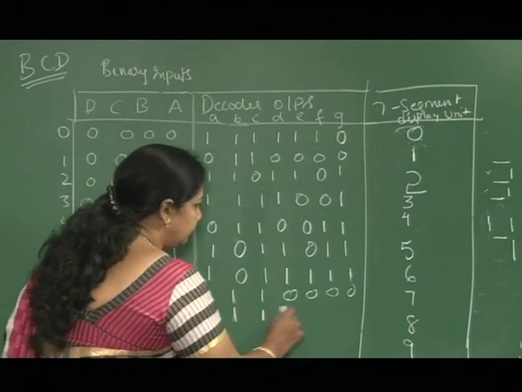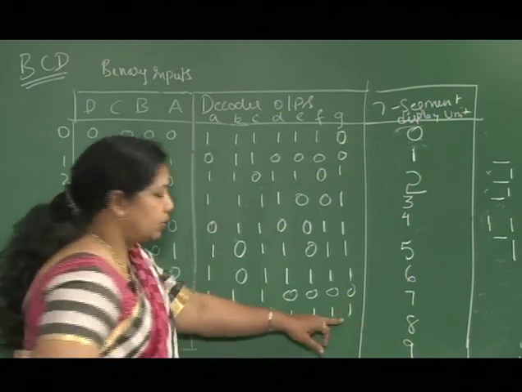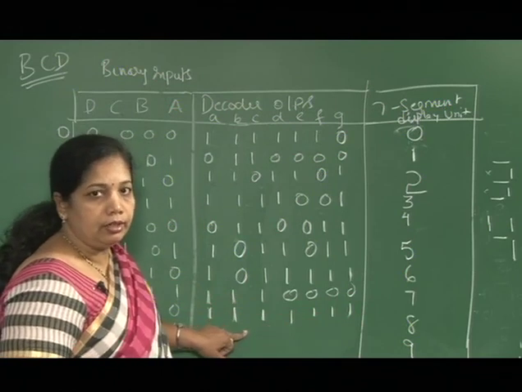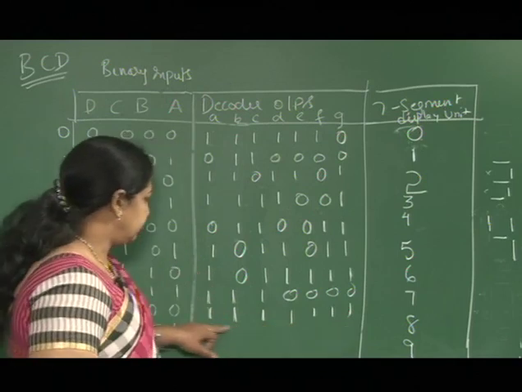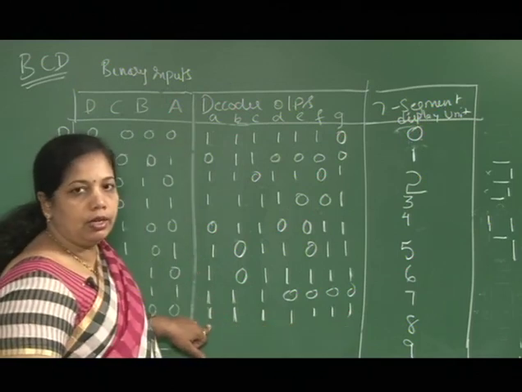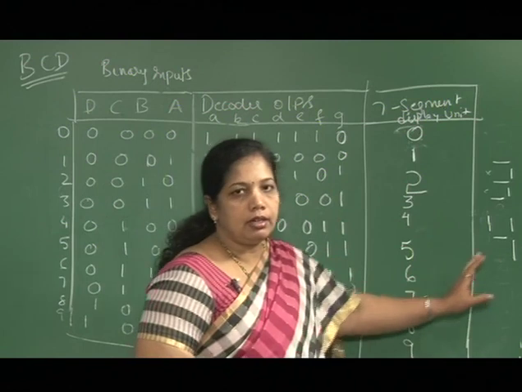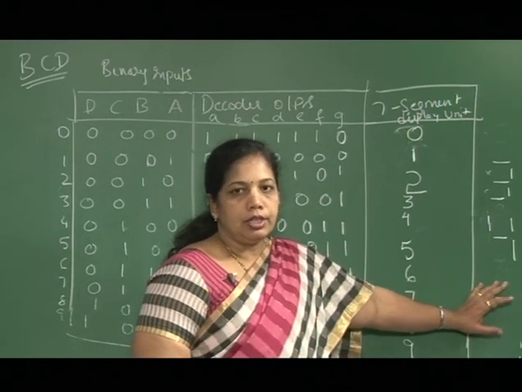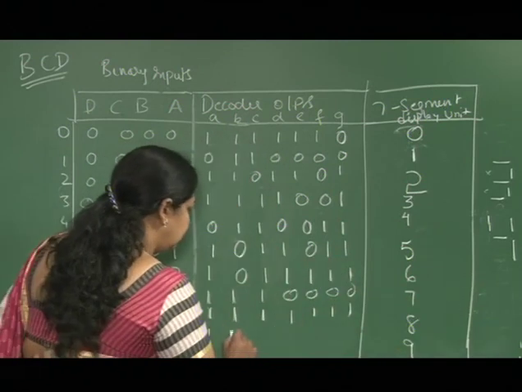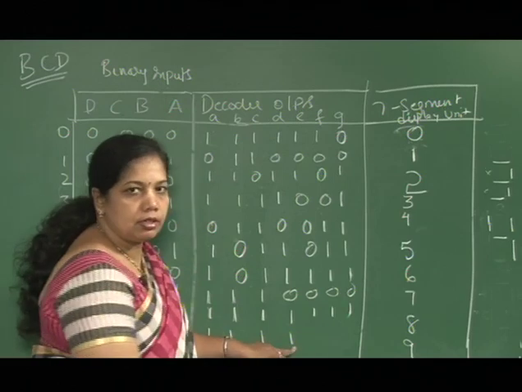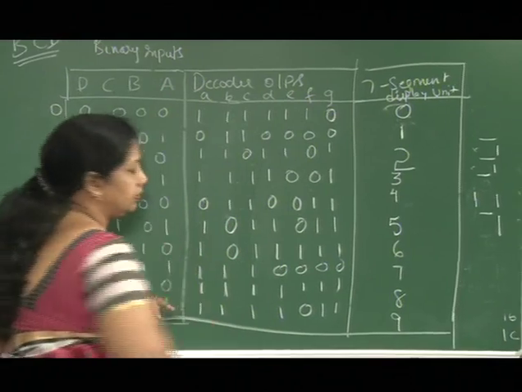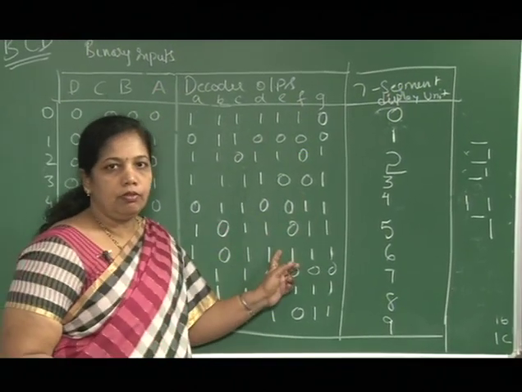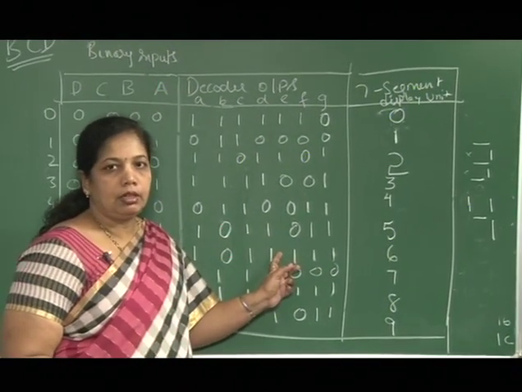So for 8, all the segments should be on. You can just see for 8, all 7 segments should be on. So that's why it is logic 1, since my display pattern is of 8 shape. So this is the truth table of BCD to 7 segment display.